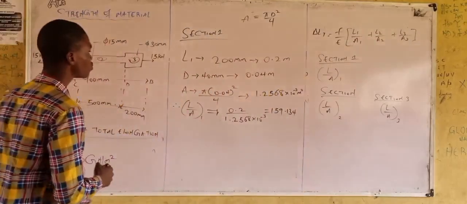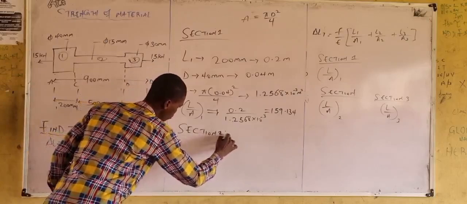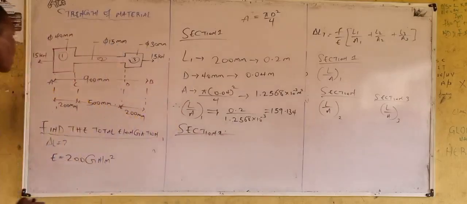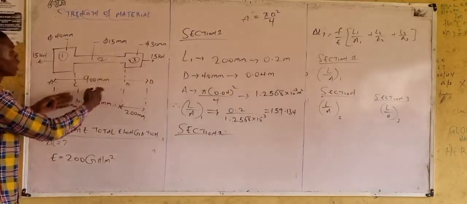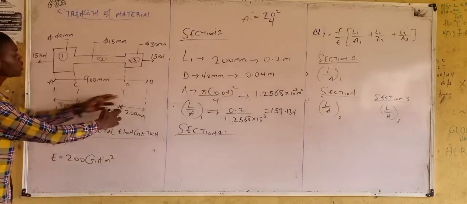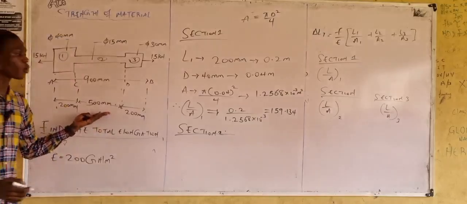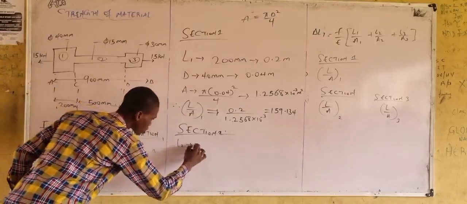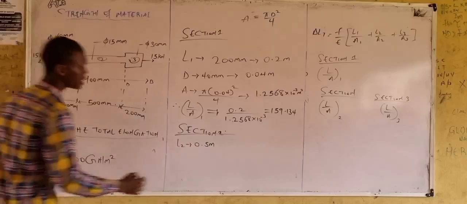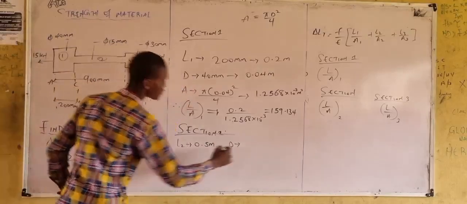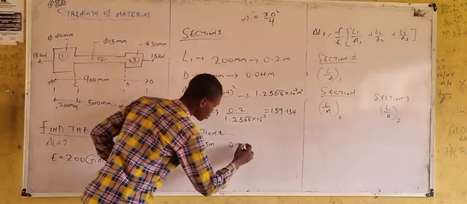Alright, now section 2. For section 2, we are given that L, section 2, this is section 2. From your illustration, this is section 2. And in section 2, this is the length. CD is what? 500 mm. Right? Converting 500 mm to meter, what do we have? We have L2 to be what? 0.5 meter. Okay, what about the diameter? The diameter is given to be what? 15 mm. Converting 15 mm to meter, what do you have? 0.